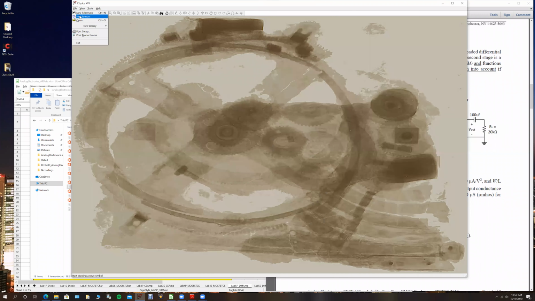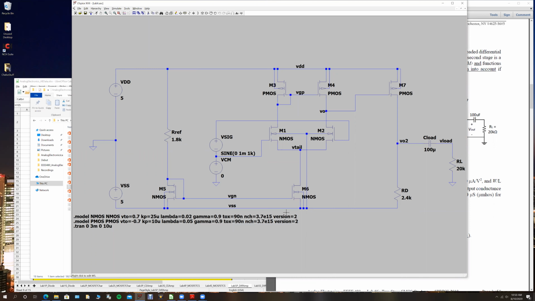We're using the same 1.8K resistor that we've been using. The NMOS and PMOS parameters are all the same. Just make sure W and L are set correctly for every transistor. We've added the M7 and RD resistors here. For the pre-lab, I calculated RD needed to be around 2.4 kilo ohms. We've also added the load capacitor and load resistance as shown, and the supply voltages are plus and minus 5 volts.